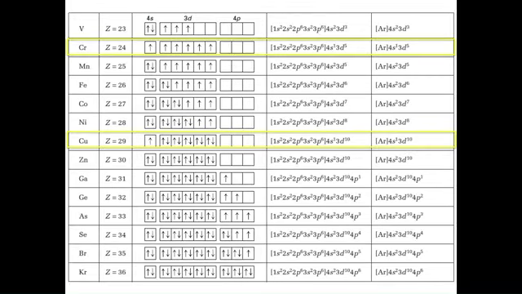This slide provides a great visual for the exceptions we just discussed. Highlighted in yellow are the exceptions chromium and copper. Now for chromium, you have 1 electron in the 4s orbital, and you have 5 electrons in the 3d orbitals. What you should have is 2 electrons in the 4s and 4 electrons in the 3d.